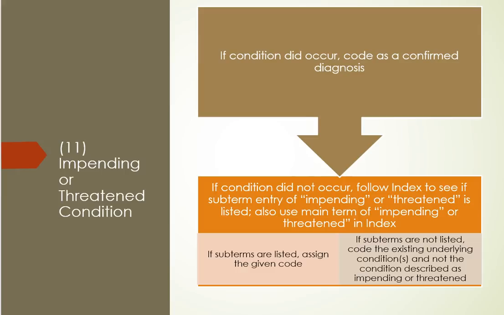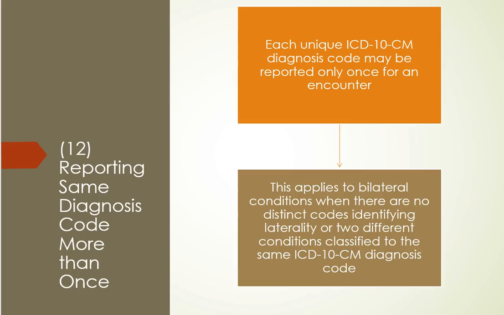If the subterms are not listed, code the existing underlying condition and not the condition described as impending or threatened. So if the subterms are listed, you can assign the code. But if they're not listed, you have to code the underlying condition. Next up, guideline number B12, reporting the same diagnosis code more than once.